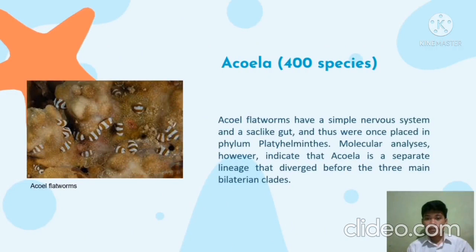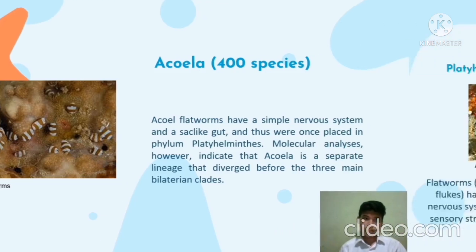Acoela have more than 400 species. Acoel flatworms have a simple nervous system and a sac-like gut, and thus were once placed in phylum Platyhelminthes. Molecular analysis, however, indicates that Acoela is a separate lineage that diverged before the three main bilaterian clades.